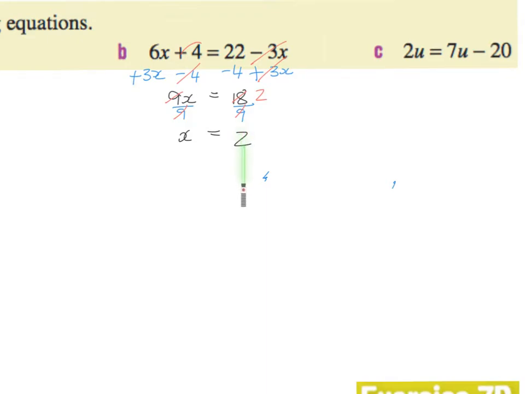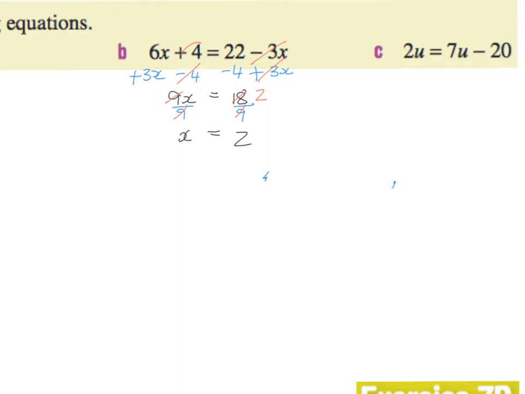Remember that you can still go and test your answer to see if it's correct. So if I substitute x equals 2 into my equation, 6 times 2 is 12. 12 plus 4 is 16. Minus 3 times 2 is 6, negative 6. 22 take away 6 is 16. So the left and the right-hand side is the same.